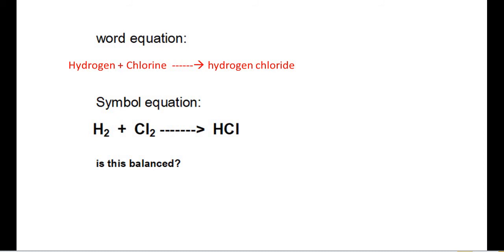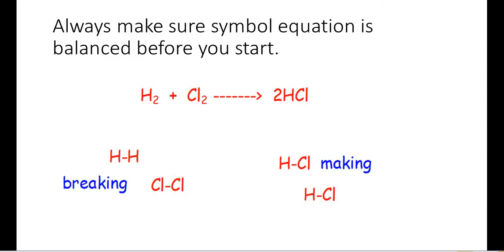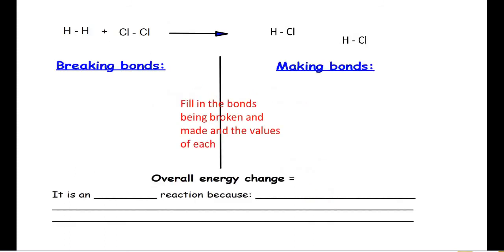So there's your word equation. And the symbol equation isn't balanced. So you should have put a 2 in front of the HCl. So you're breaking 1 lot of HH, 1 lot of ClCl, and you're making 2 lots of HCls. So have a look at that, make sure you understand where those breaking and making have come from.